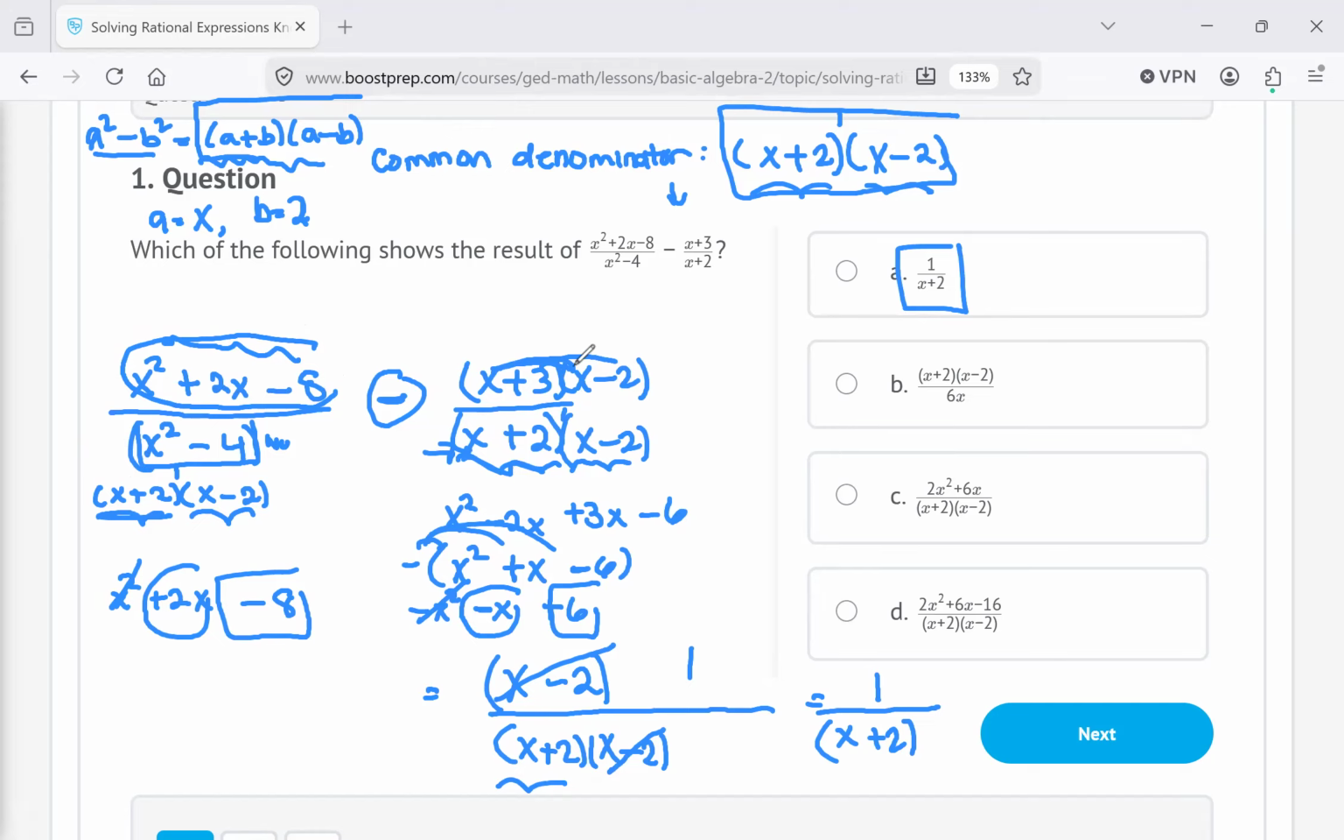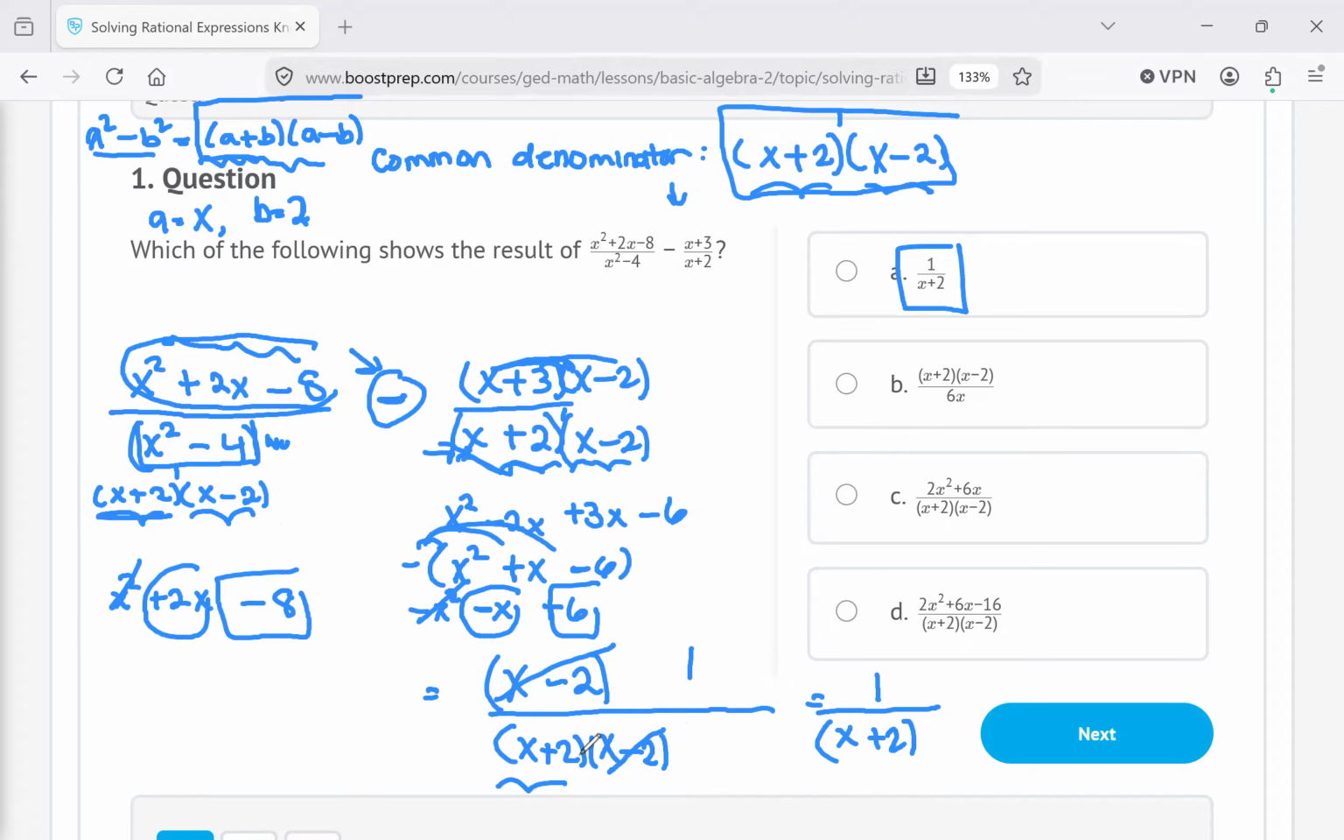Then what I did was I FOILed this out. This part, x plus 3 and x minus 2, FOIL it out, clean it up. Then I didn't forget to distribute this minus, right? If it was just plus, you didn't have to do anything else. So I distributed that minus, and then I brought this down because this is still part of our problem. Clean it up, collect like terms, and that's how I got x minus 2 on the top. And then on the bottom is just your common denominator, x plus 2 and x minus 2.